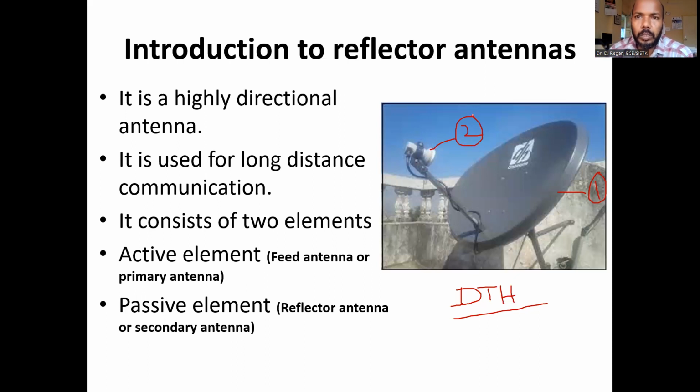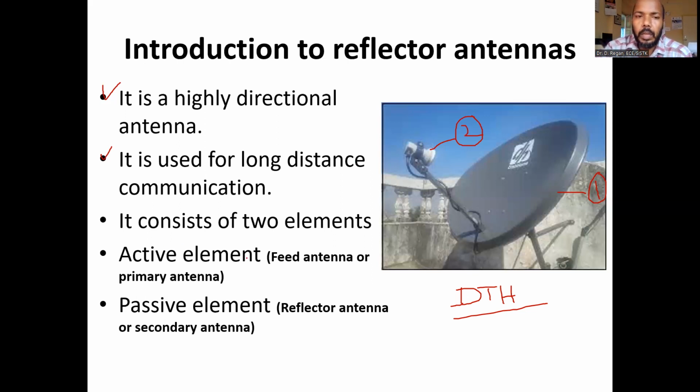Now we will move to the introduction to reflector antennas, along with this picture. Reflector antennas are mostly preferred for their high directivity. So where we need a higher directivity, reflector antennas are considered. The second is that they are mostly suitable for long distance communications. In deep space or satellite communications, we use these reflector antennas.